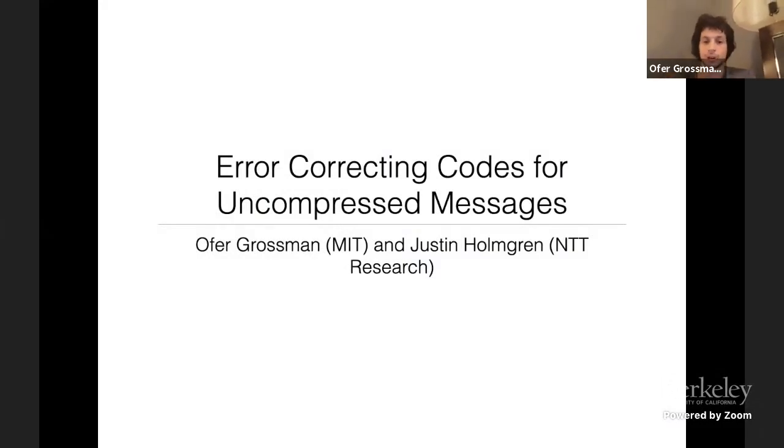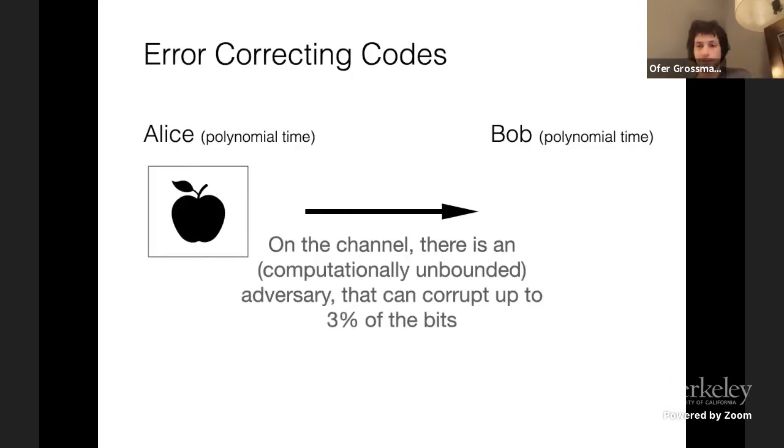But yeah, I'll be talking about error correcting codes for uncompressed messages, and this is joint work with Justin Holmgren. And so here's the setup that we're all familiar with. There's Alice, she has some message, in our case, this picture of an apple that she wants to send to Bob. And there's a channel where there's some adversary that can corrupt, in our case, up to 3% of the bits. 3% is arbitrary.